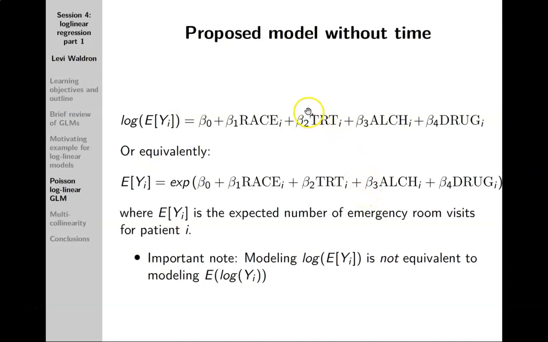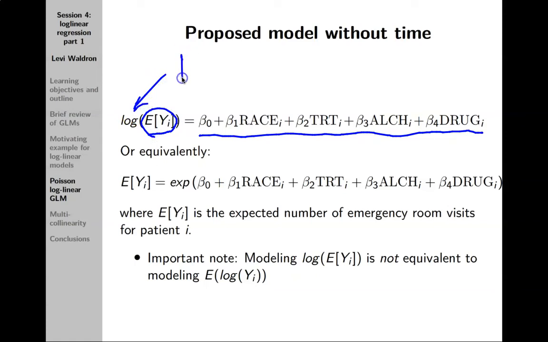So let's write this down, the proposed model without time. This first bit here is the systematic part of the model. You can maybe recognize this by now. So you'll recall this part being the linear predictor, this part being the systematic part, the expected value of the outcome, and this being the link function. So you can start to see where the name Loglinear model comes from.